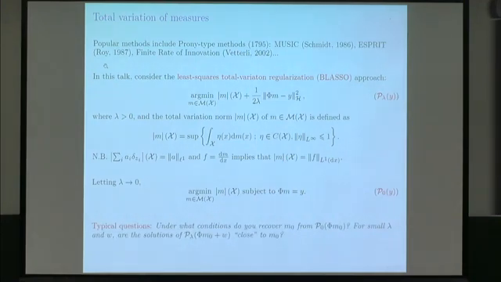Typical questions that you may ask about total variation regularization now are, for example, under what conditions can you recover a measure m0 from your measurements Phi m0 with no noise when you solve this exact problem? And if you can do this, for small regularization parameter lambda and small noise, are the solutions of this regularized problem somehow close to the true solution m0?